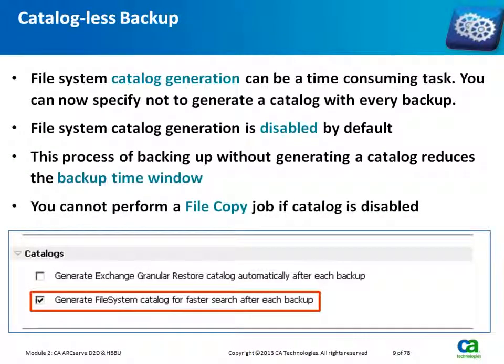We all know that the process of generating a file system catalog can be a time-consuming task. With this new feature, you can now select an option not to generate a file system catalog automatically with every backup. This process of backing up without generating a catalog can reduce your backup time. By default, the automatic file system catalog generation option is disabled. However, it is important to know that with this option disabled, you cannot perform any file copy jobs.